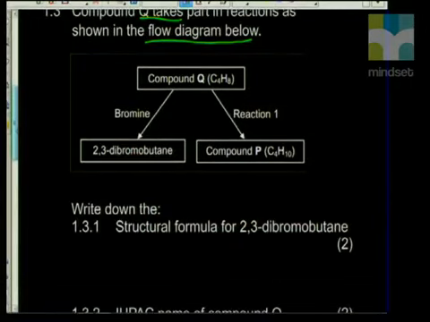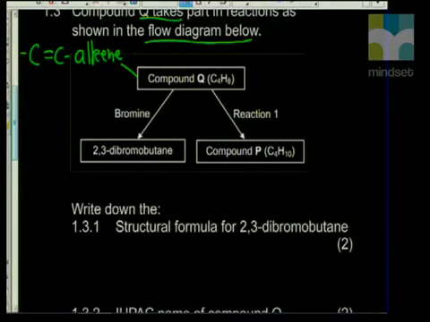So remember, what I find useful here is to start by indicating the information I know. So compound Q, remember earlier we identified that as being an alkene, and we recognize that that's got a double bond. It is unsaturated. We're told that reaction 1 happens with bromine, and it produces for us 2,3-dibromobutane. So let's just quickly identify what's happened.